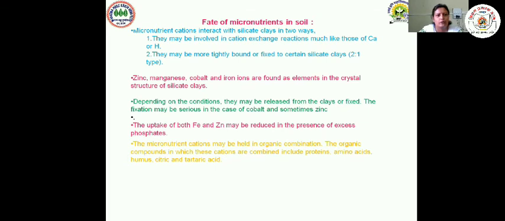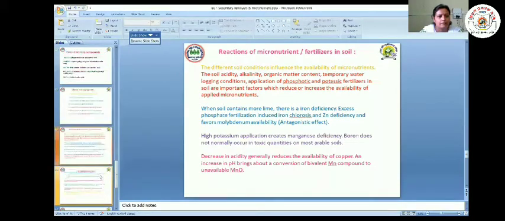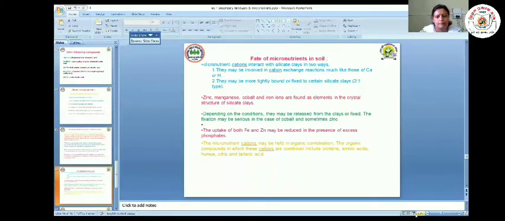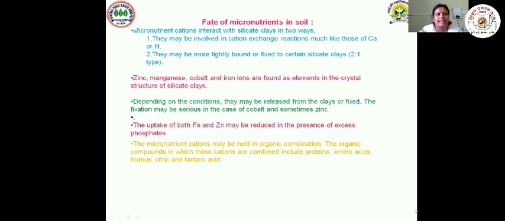Fate of micronutrients in soil. Micronutrient cations interact with the silicate clays in two ways. They may be involved in the cation exchange reaction, much like calcium or hydrogen. Calcium and hydrogen are the main players in cation exchange reactions, but micronutrients also play a role in cation exchange reactions.